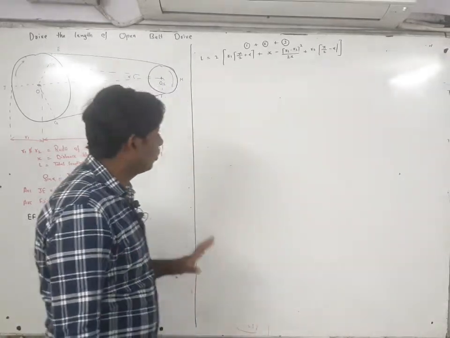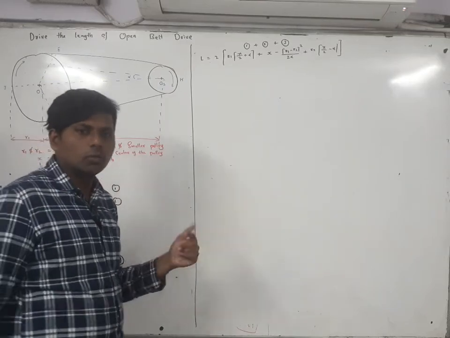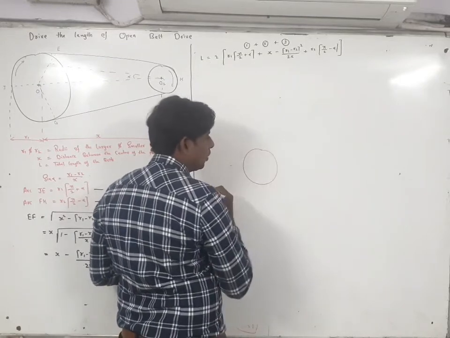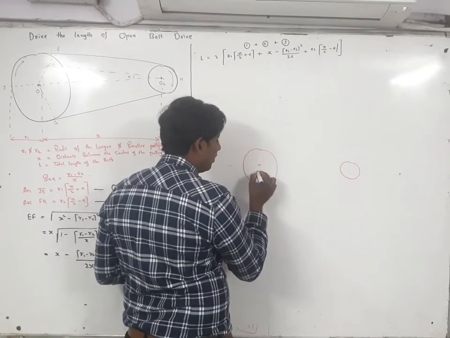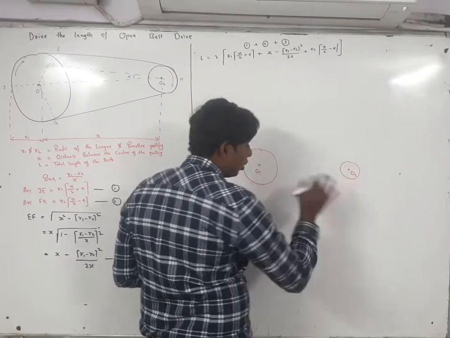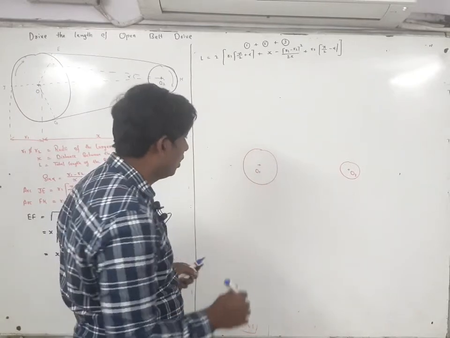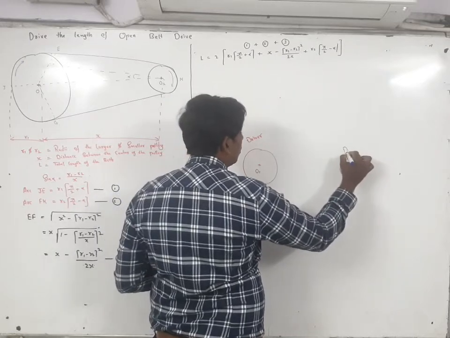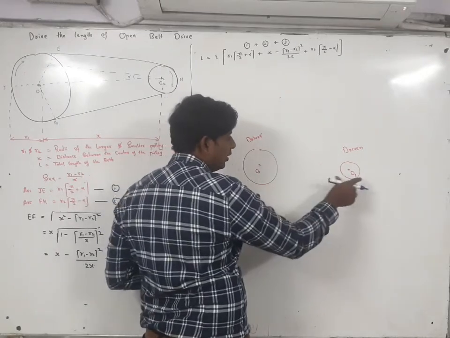So here, before writing the derivation, there are some important things I have written. First you have to write that this one is the driver pulley, and this one is known as the driven pulley. The driver pulley is designated with the letter O1. This theory you have to write in your notes. This one is the driver pulley, and this one is the driven pulley.